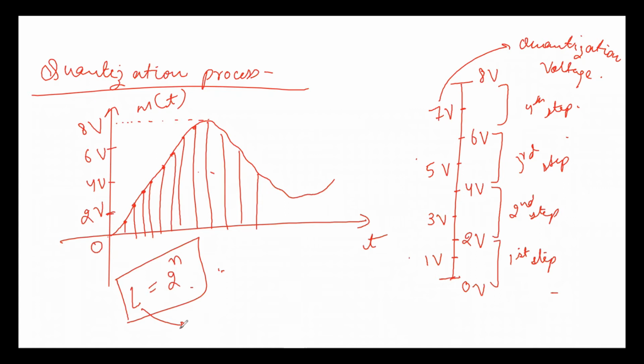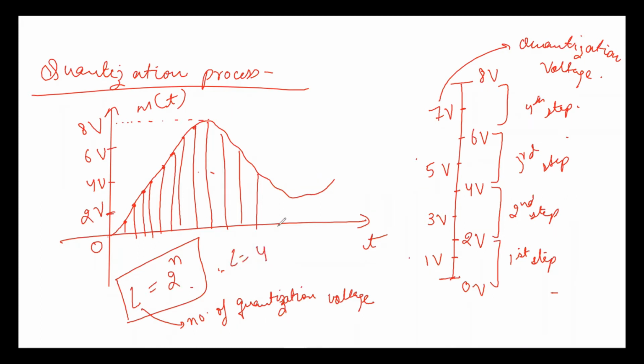L is the total number of steps, or you can say it is the total number of quantization voltages. It is better to write L is the number of quantization voltages. So suppose if you divide this in 4 steps, your quantization voltage count will be 4. So in this example my L is 4.